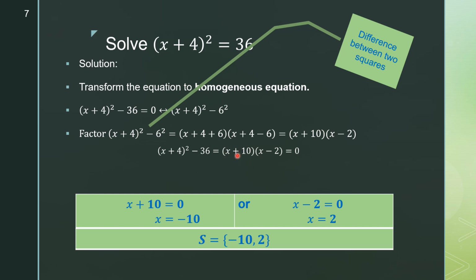So the solution of this equation will be found if we consider the first bracket as 0 and the second bracket as 0. If the first bracket is 0, it means x plus 10 equals 0, i.e. x equals minus 10, or the second bracket, x minus 2 equals 0, i.e. x equals 2. So the solution of this equation is x equals minus 10 or x equals 2. Both of these values will satisfy the equation.